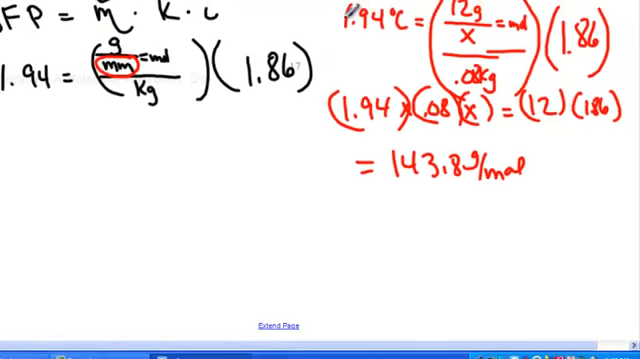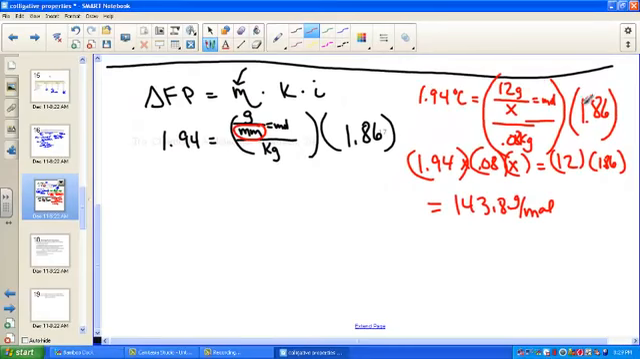.08 and X go to the left. 12 times 1.86 go to the right. So all in one step or 3 separate steps. It honestly doesn't matter. It gets you there in the same direction.